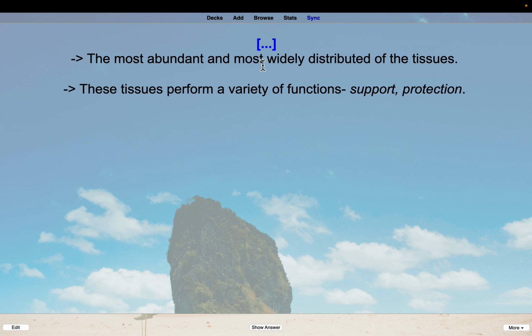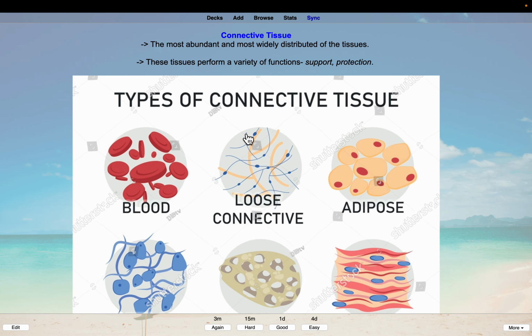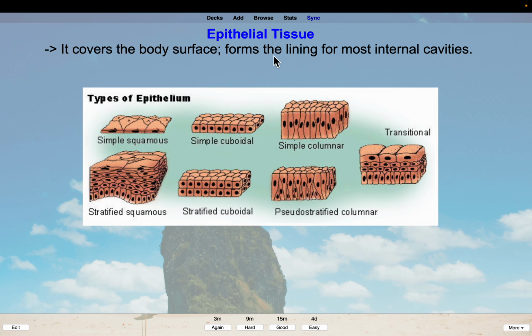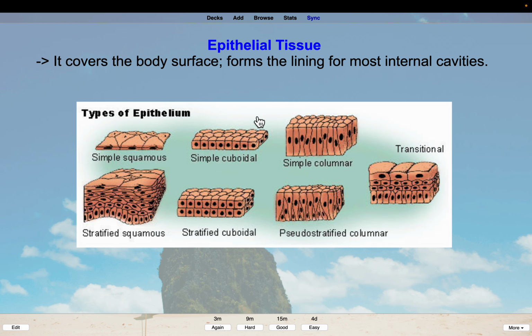Blank is the most abundant, most widely distributed. Connective. Yeah. I thought it was epithelial. I guess not. It covers the body surface. Forms the lining for most internal cavities. Epithelial tissue. So this is the one that I was anticipating. Covers the body surface. Forms the lining for most internal cavities.